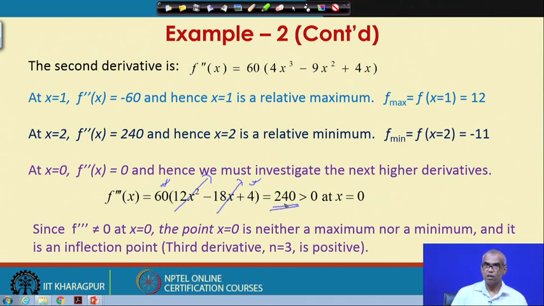So, the first non-zero higher order derivative happens at n equal to 3. So, third order derivative is the first non-zero higher order derivative. So, it is third order derivative, that means n equal to 3. So, x equal to 0 is neither a maximum nor a minimum, this is a point of inflection.